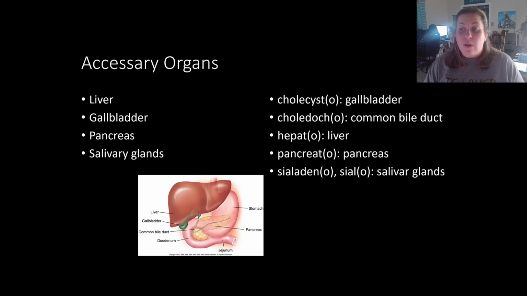organs. So again, what would be pertaining to the liver? What term? It would be hepatic. Okay, because you have hepato for the liver and -ic meaning pertaining to. So hepatic is pertaining to the liver.